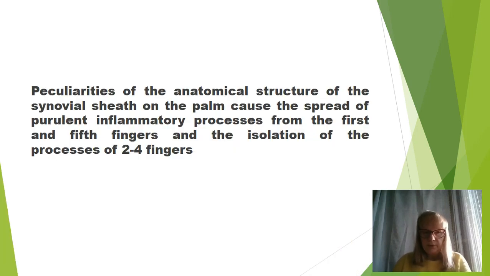And then peculiarities: the anatomical structure of the synovial sheaths on the palm causes the spread of purulent inflammatory processes from the first and fifth fingers, because you're seeing the first finger, pollex, also has a connection through the sheath of the flexor pollicis longus to the forearm, and the same with the fifth finger. The second, third, and fourth fingers are isolated, and then processes also were isolated.